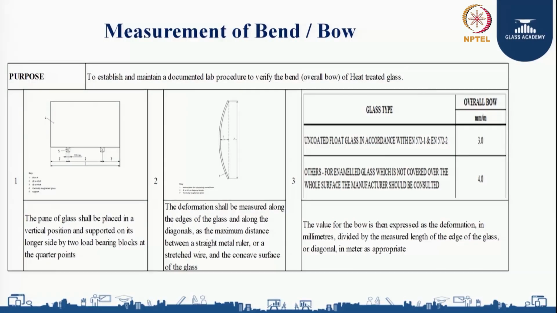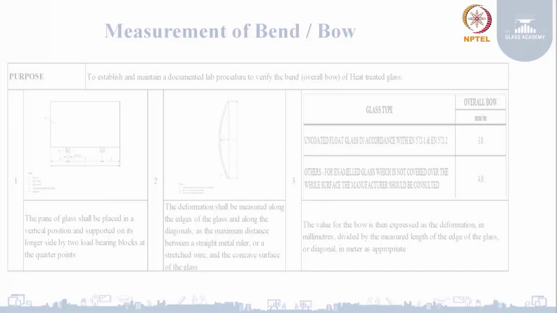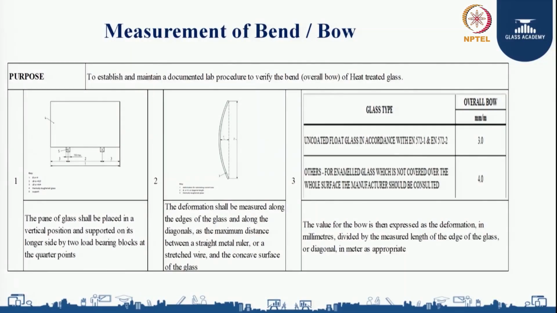So when my panel size is 1000 mm, as per the standard 3 mm bend is allowed. If my panel size is 2000 mm, 6 mm bend is allowed. This is how you are going to measure the bend in a glass. So to summarize, how are we going to measure the bend in the glass? First we need to take a glass, keep the longest side vertical, and have two supporting blocks at the quarter points of the size.